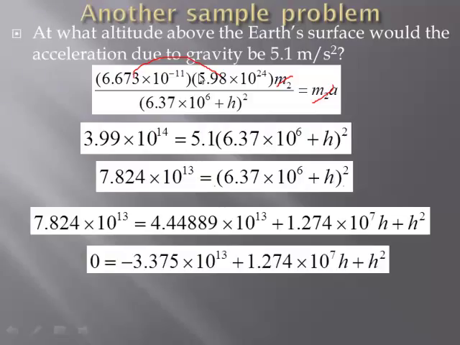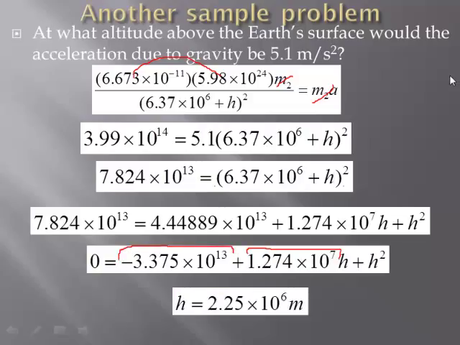So what I did from this step to this step, I subtracted this number from both sides. And then I plugged these numbers that you see here into the quadratic program on my calculator. So the A term is going to be equal to 1. The B term is equal to this number right here. And the C term is equal to this number right here. And I ended up getting H equals 2.25 times 10 to the 6th meters. And that makes sense because it's a closer distance than the previous problem on the previous slide because the gravity is a little bit more.